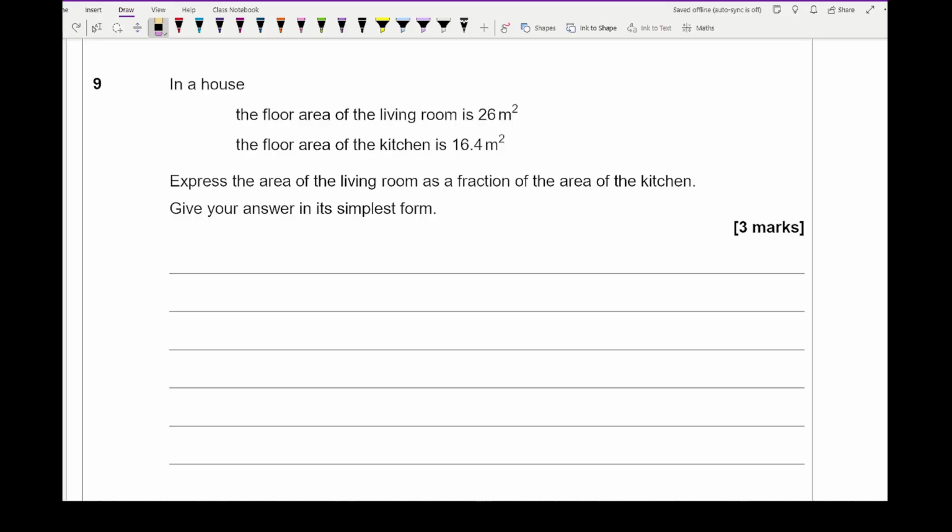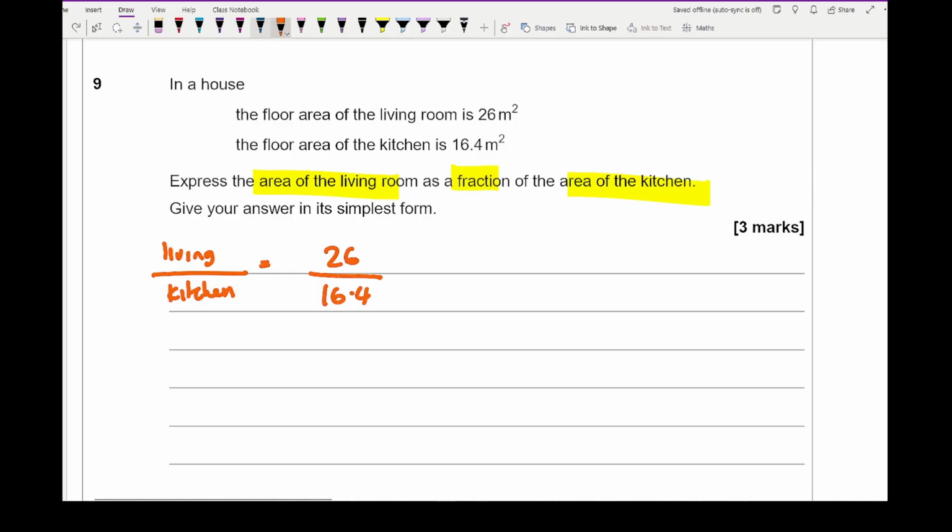So moving on to question 9, it says in a house the floor area of the living room is 26 square metres and the area of the kitchen is 16.4 square metres. Express the area of the living room as a fraction of the area of the kitchen. So for this, what we're wanting is we've got the kitchen as our denominator and the living room as our numerator. So we've got 26 over 16.4.